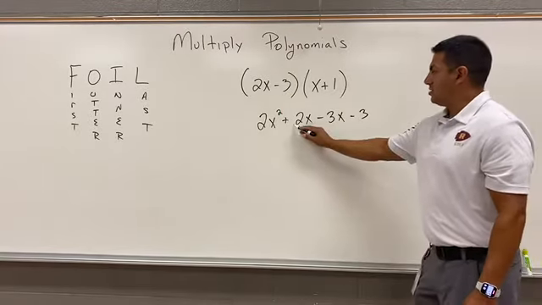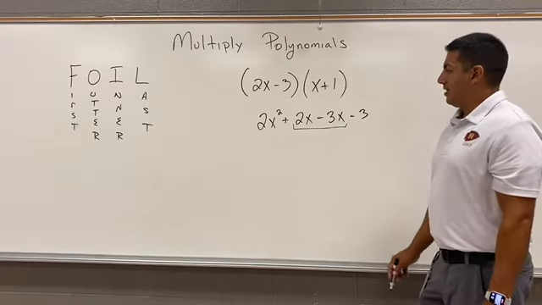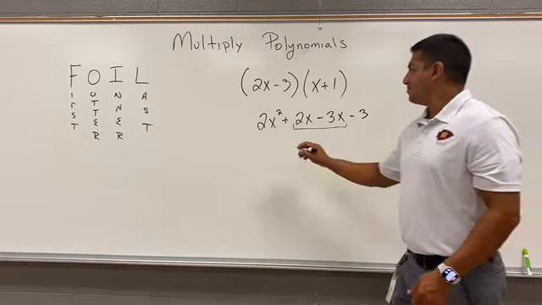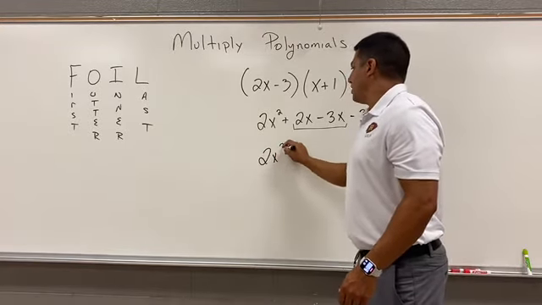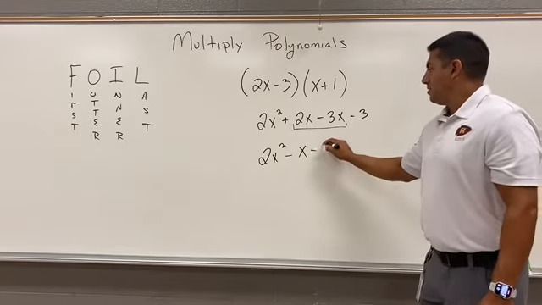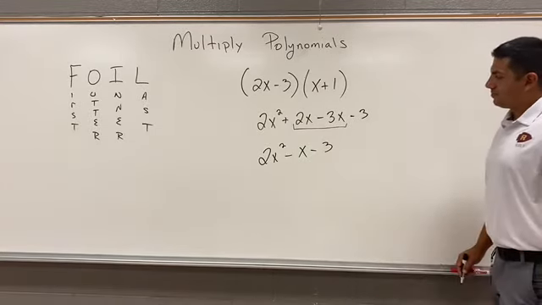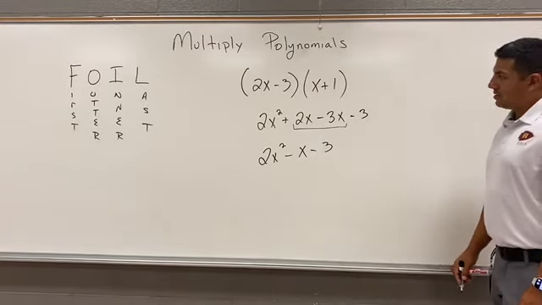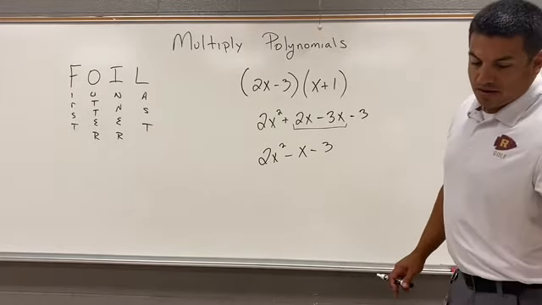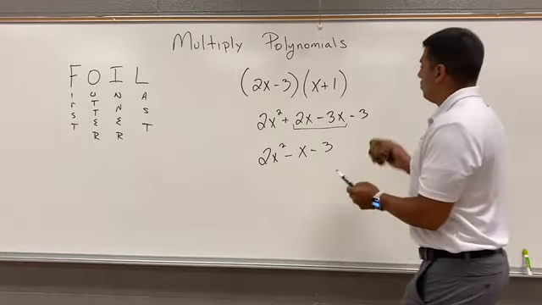So again, notice my like terms are together there in the middle of that polynomial. So we can combine them and get 2x squared minus 1x minus 3. And that's how we would multiply those two together. All right, let's take a look at one more.